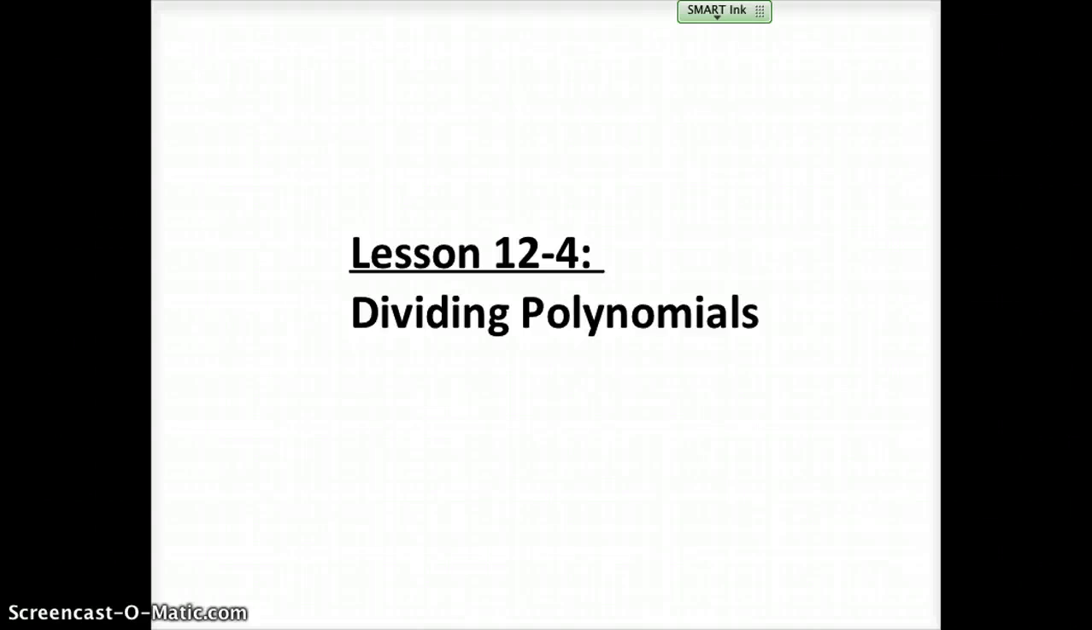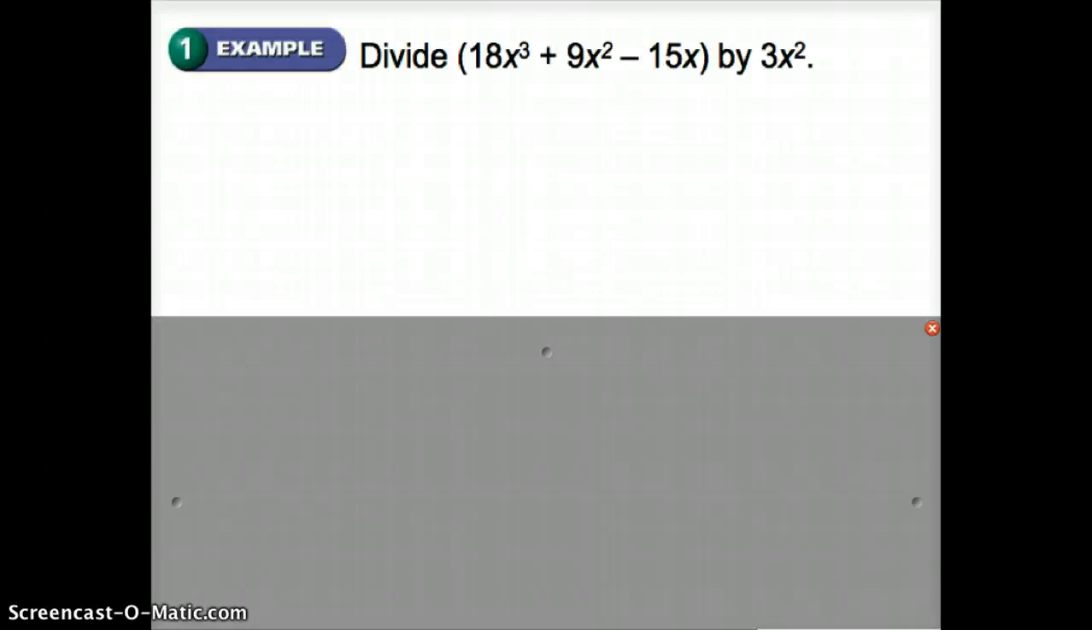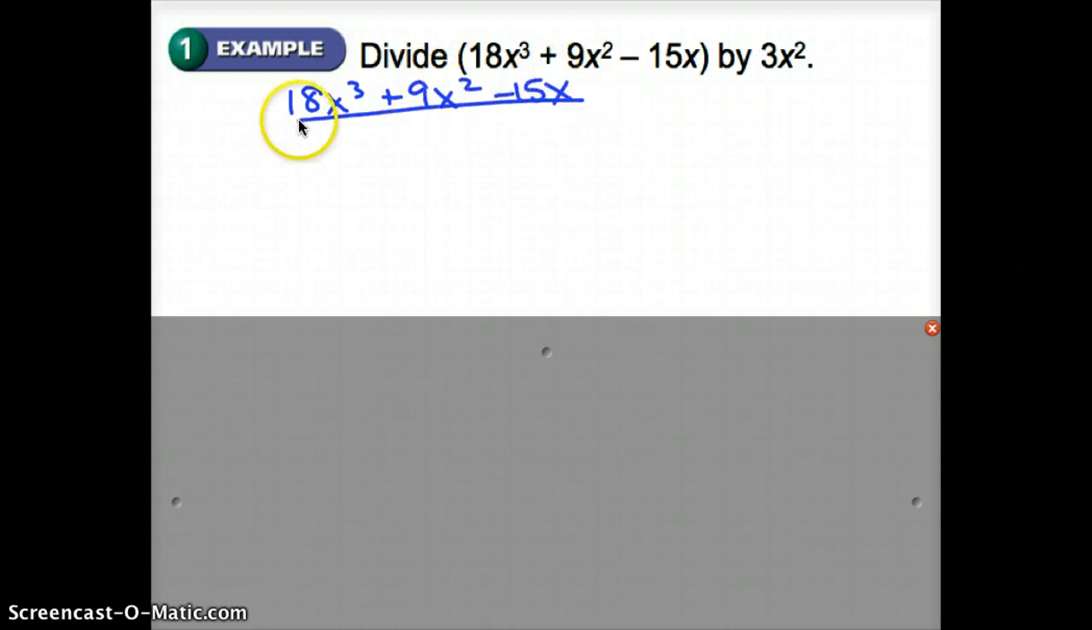Hey, today is everybody's favorite topic, dividing polynomials. So let's start out with something that we won't struggle with too much. Let's divide 18x cubed plus 9x squared minus 15x by 3x squared. I would usually write this as 18x cubed plus 9x squared minus 15x all over 3x squared.